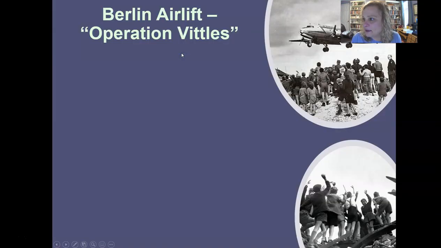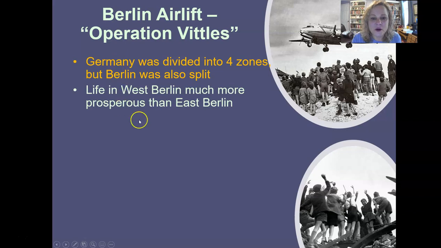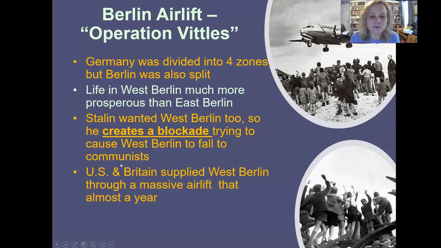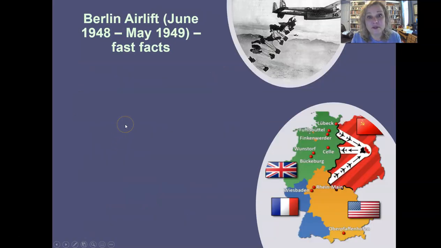Okay, so what happens after that is, since the United States, or the Allies, cannot get food to the people of Western Berlin, they will bring supplies to them through the air. And this becomes known as the Berlin Airlift, or Operation Vittles. So just like I mentioned before with the map, it was divided into 4 zones. This prosperous life obviously creates a lot of tension. He creates a blockade. The U.S. and Britain supply West Berlin with a massive airlift. This lasts for 1 year, and it doesn't stop. It's nonstop, day and night, 24 hours a day. It kind of shows how far the United States was willing to go for the containment of communism.